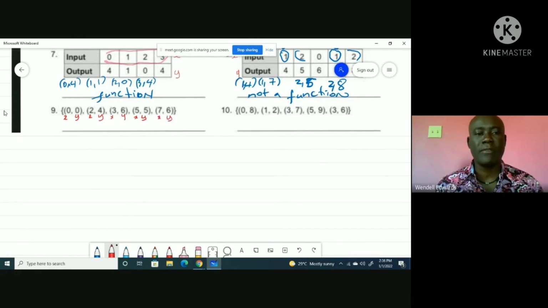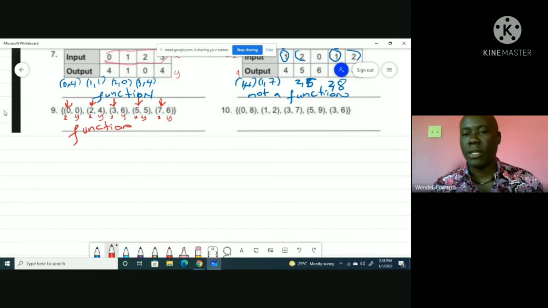So we're going to be observing. Let us look. Do we have any repeated x values first? We're looking at that first. I'm seeing 1. I'm seeing 0. I see 2. I see 3. I see 5. And I see 7. I don't see any repeated x values. The moment I don't have any repeated x values, then definitely I am dealing with a function there.